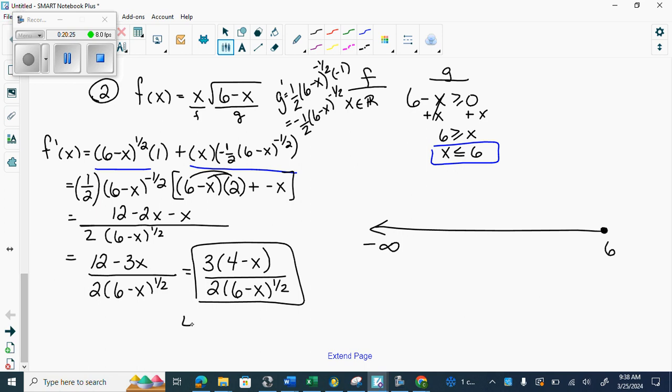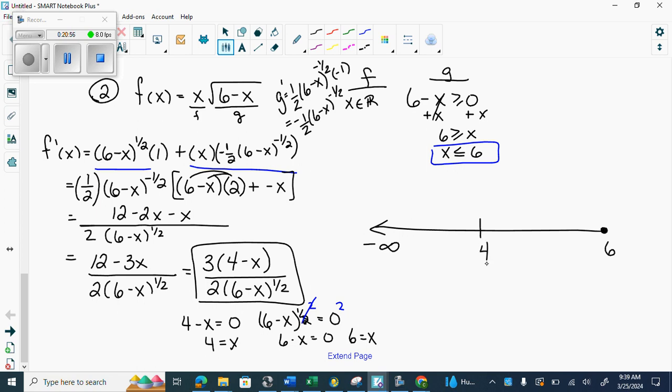So we have 4 minus x equals 0, 4 equals x. The 3 and the 2 do nothing. And then we have 6 minus x to the half equals 0. Half equals 0. Squared cancels. And then I get 6 minus x equals 0, 6 equals x, which is my endpoint, right? So it can't be a max or min because it's an endpoint. We agree? So the only thing I have here is a 4.